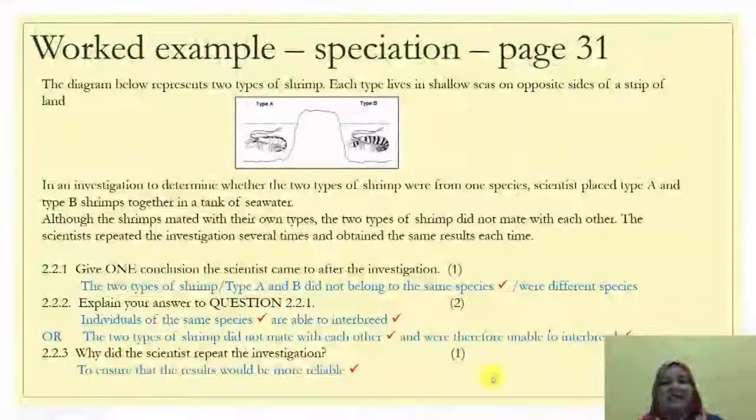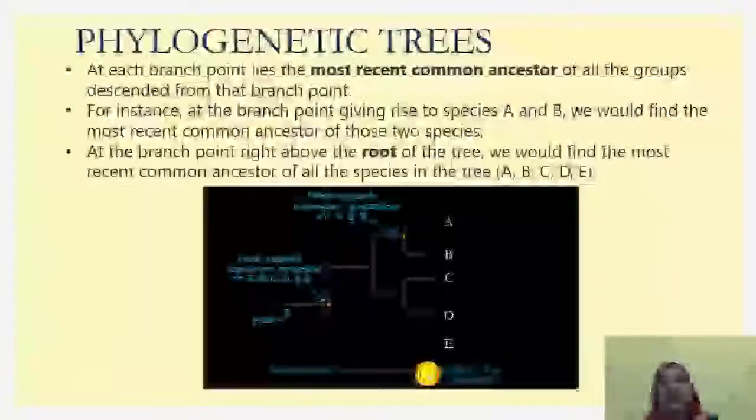Why did the scientists repeat the investigation? Repeat, reliable. Easy mark, quick mark for you. Repeat means being reliable. So to ensure that the results were more reliable.